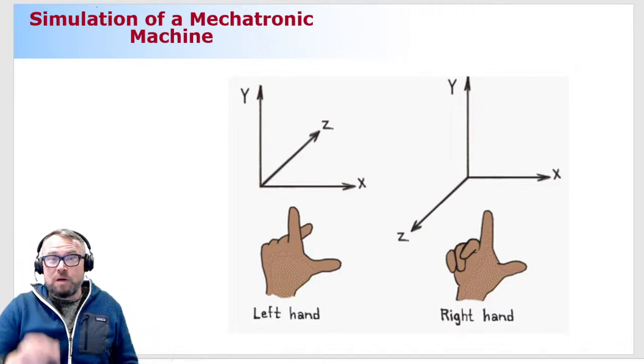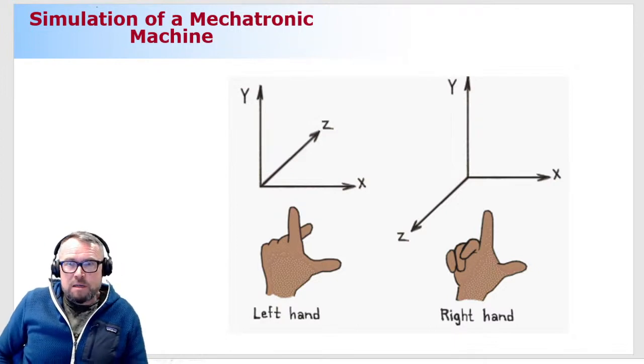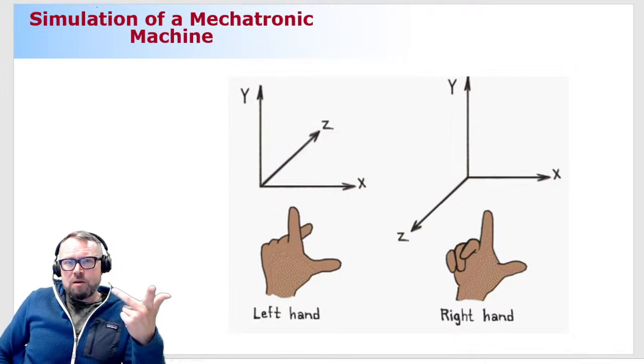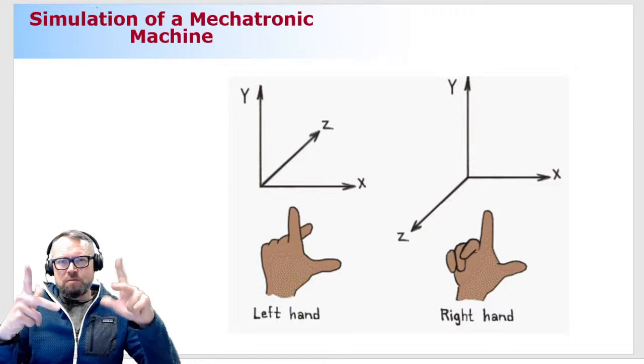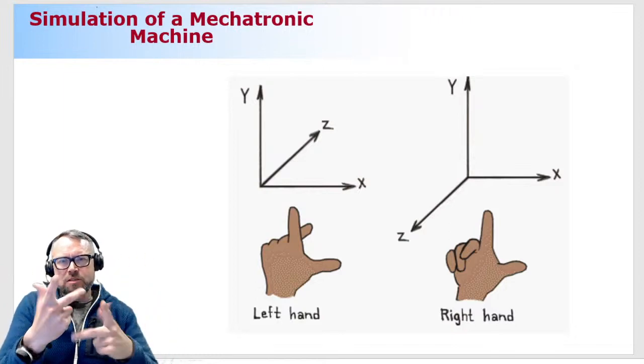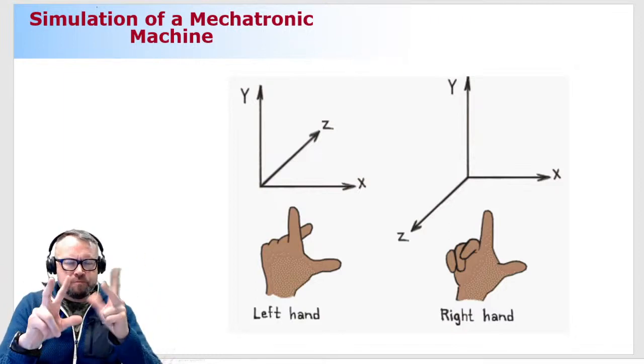And this, by the way, is something very important for us because this left-hand coordinate system and right-hand coordinate system is very important in spatial multibody system dynamics.